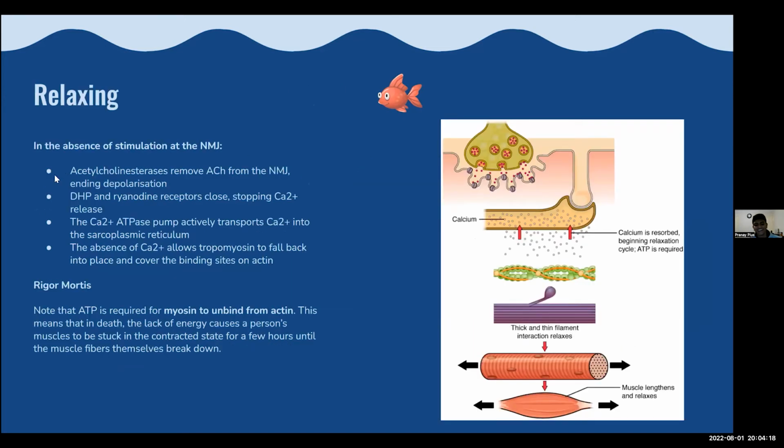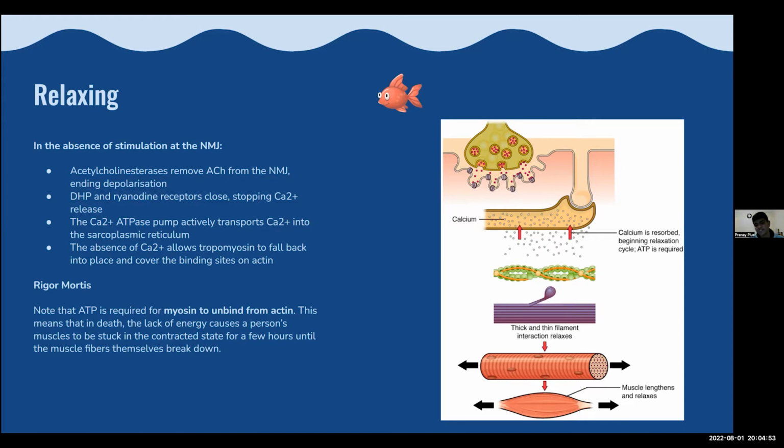Okay, so the 3 stages of a muscle contraction are excitation, contraction, and then the final stage is relaxation. So everything kind of goes back to the way it was. In the absence of acetylcholine in the neuromuscular junction, or any stimulation or the traveling of any action potentials, then basically the AChE esterases are going to remove acetylcholine from the neuromuscular junction, and that's going to end depolarization, okay?